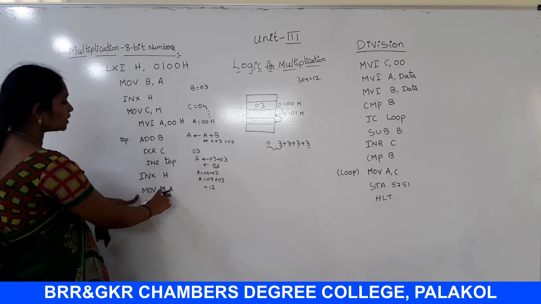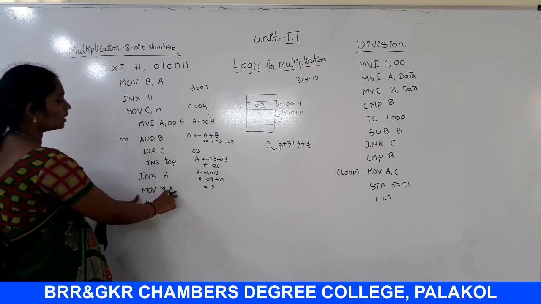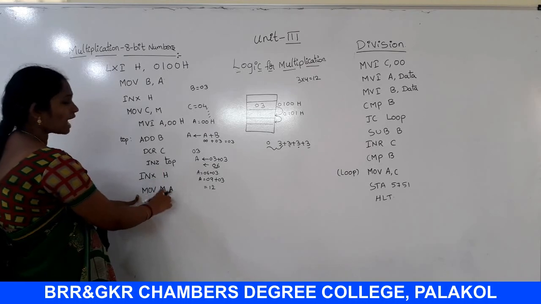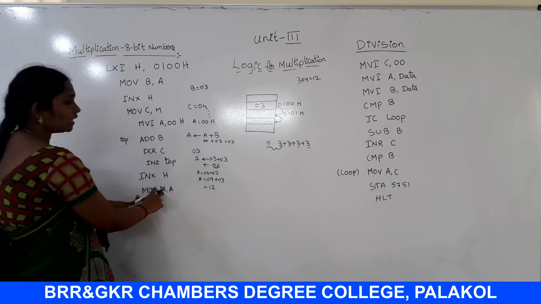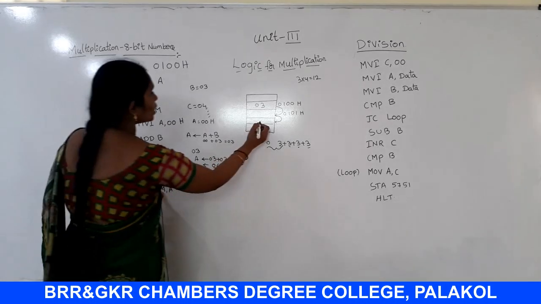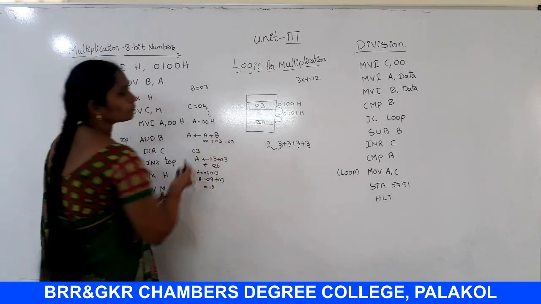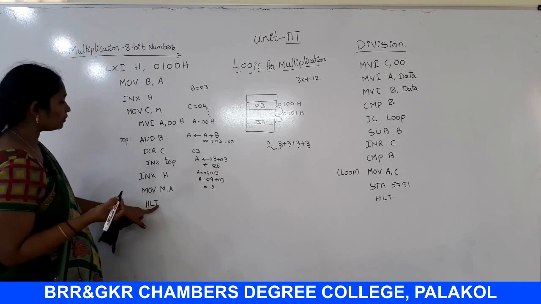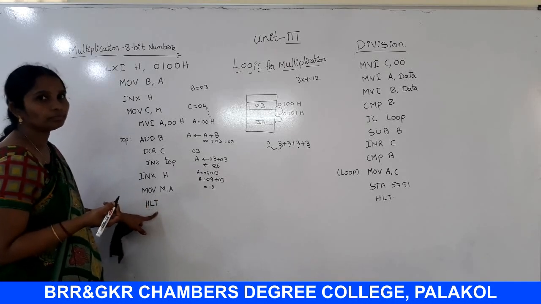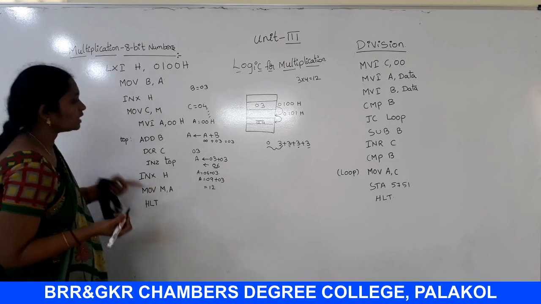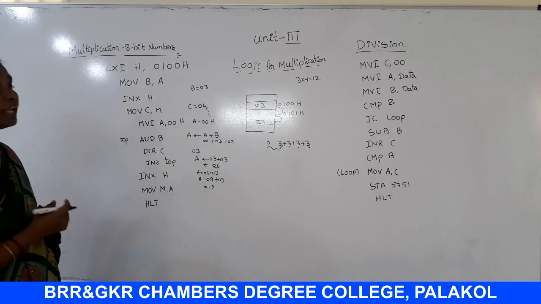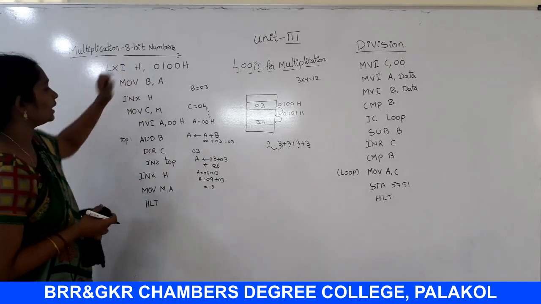So therefore I use the instruction MOV M,A. So here A has 12. This 12 is moved to this memory location. So the 12 is saved here. Okay, and after that it is HLT. Okay, so this is the multiplication of two 8-bit numbers.